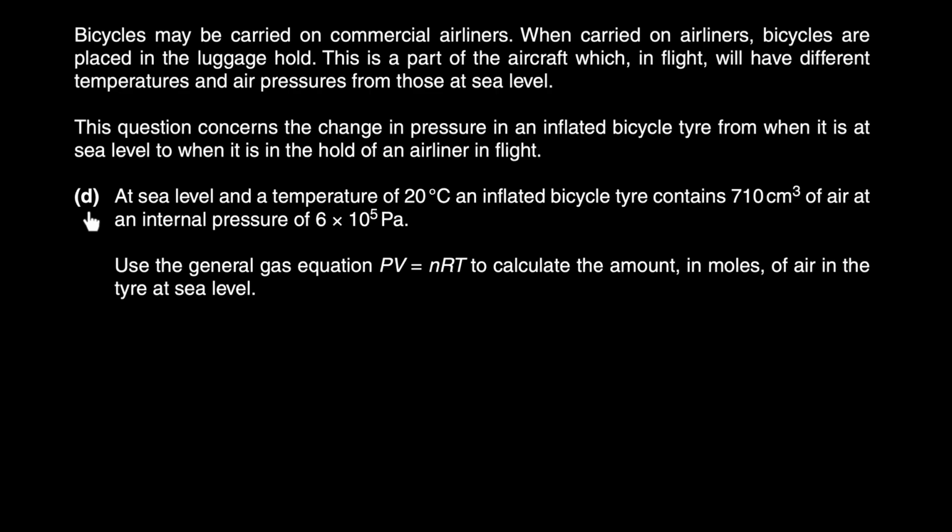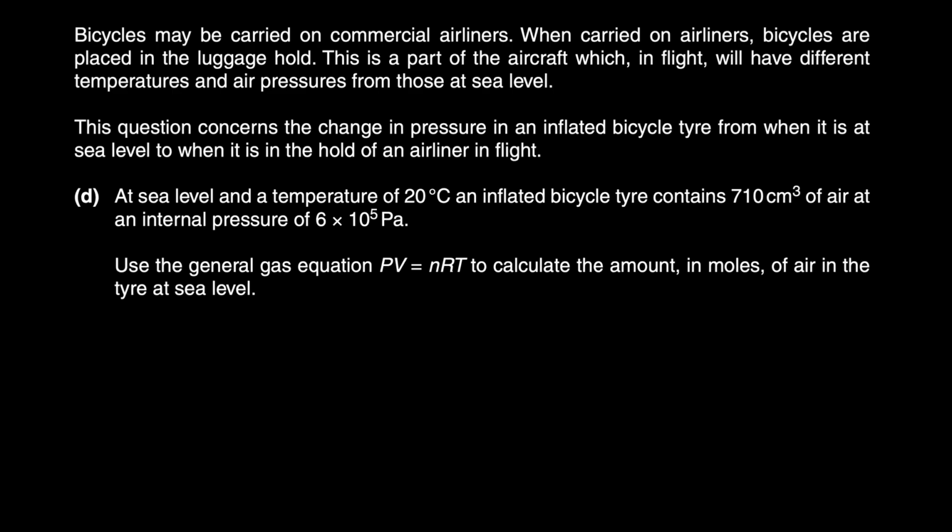The first part is that bicycles may be carried on commercial flights. When they are carried on flights, bicycles are placed in the luggage hold. They have different temperatures and pressures. The question concerns the change in pressure in an inflated bicycle tire when it's at sea level compared to when it's in the hold of an airline flight. At sea level, at a temperature of 20 degrees, an inflated bicycle tire contains this much air at this much pressure. So they're saying, using PV = nRT, calculate the moles of air at this level.